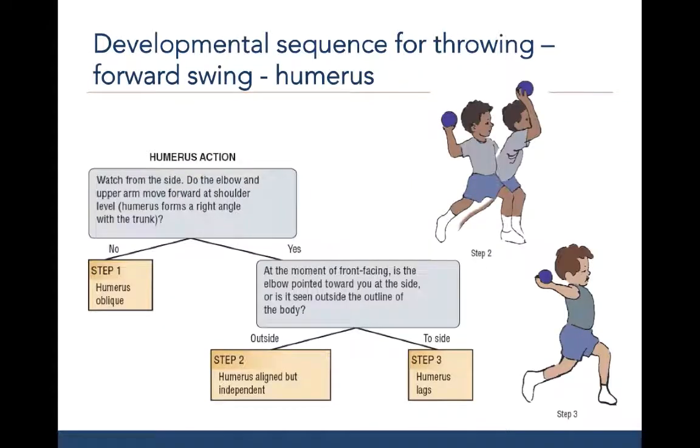When we break down the forward swing action and examine the position of the humerus, step 4 is characterized by a humerus lag. When the shoulders rotate to be front-facing, the humerus is not yet in line with the trunk. There is no horizontal adduction of the upper arm before front-facing. The humerus will not move forward until the shoulders are close to the end of their front-facing movement.